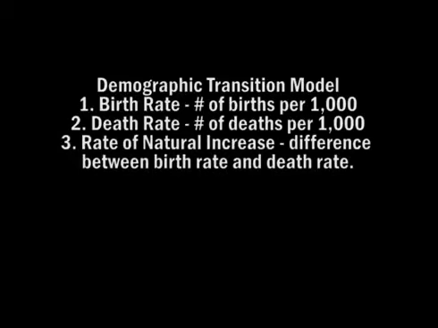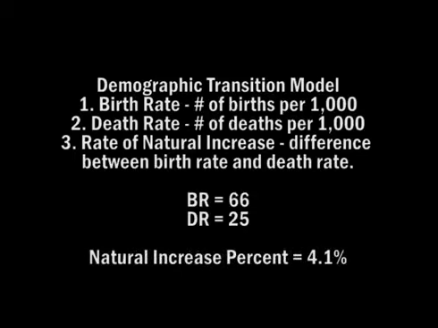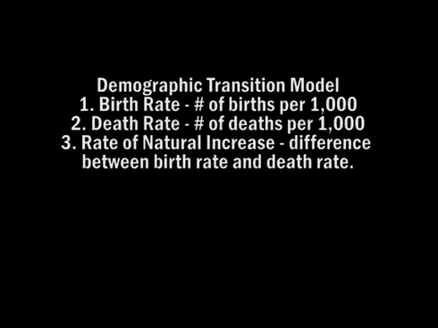When you combine birth rate and death rate, you get the country's rate of natural increase. If a country has a birth rate of 66 and a death rate of 25, then its rate of natural increase would be 41. We can convert that to a percentage by moving the decimal place to the left by 1. That would give the country a natural increase percentage of 4.1%. Whoa, that's a lot of growth.